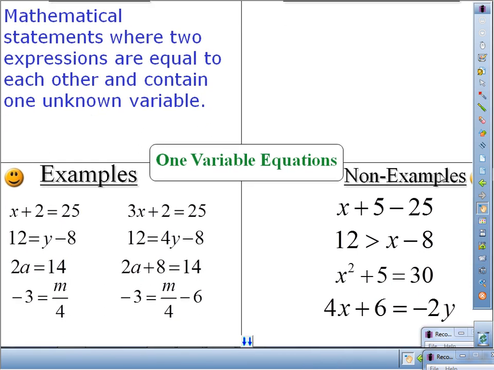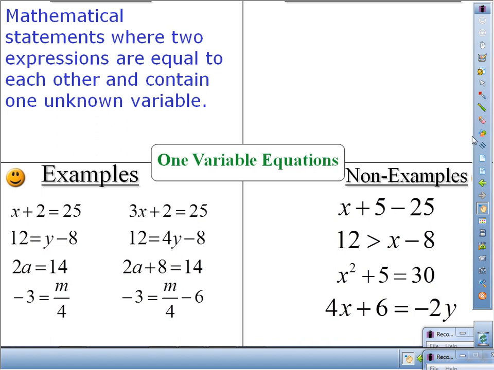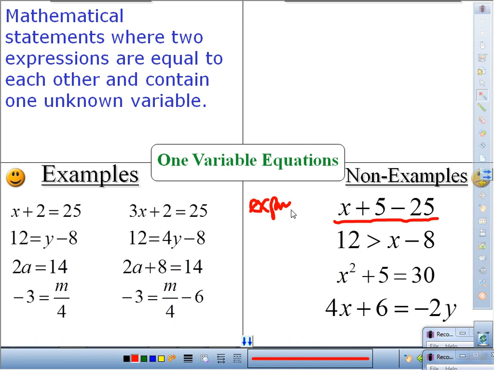All right, let's see. This one. Why is this not a one variable equation? Does it have an equal sign? So what would you call this one? An expression. Label that expression. That is correct. That's why it's not a one variable equation.